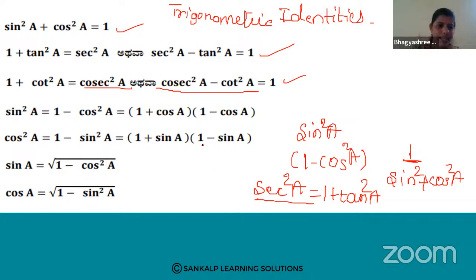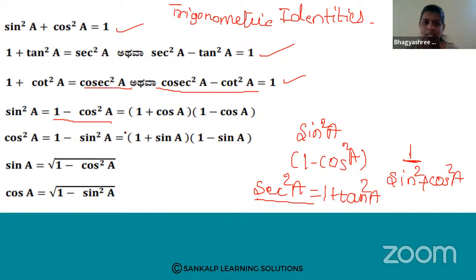So another identity is there, that is sin square A. Transfer this cos square A to this side, you will get 1 minus cos square A. So if I get 1 minus cos square A in your problem, then you can use 1 plus cos A into 1 minus cos A.